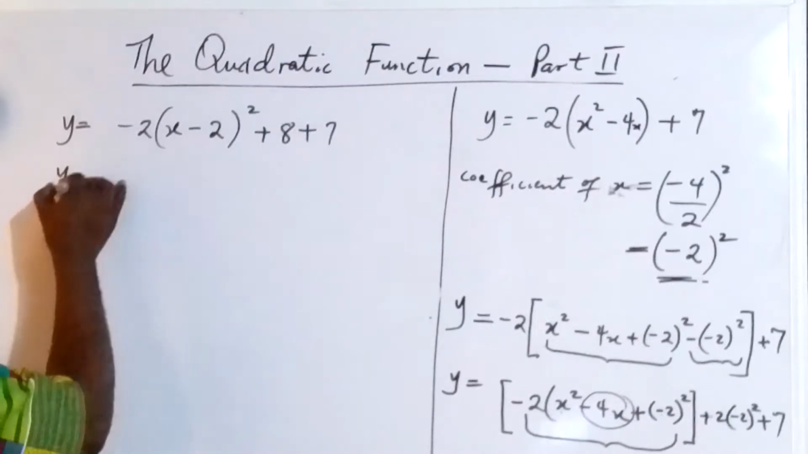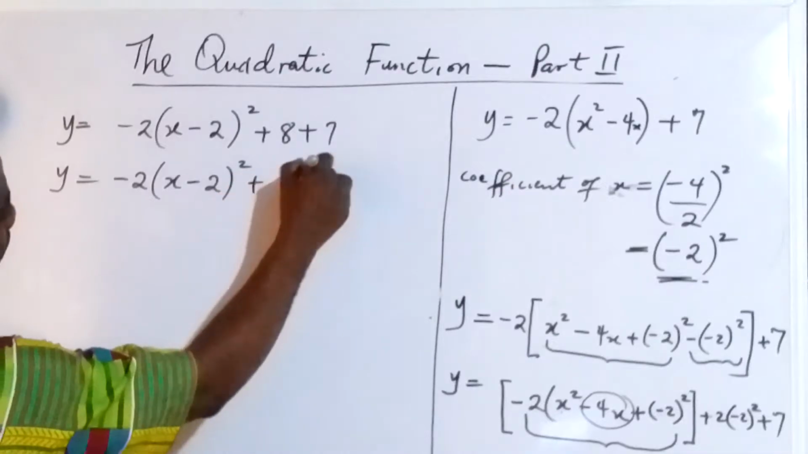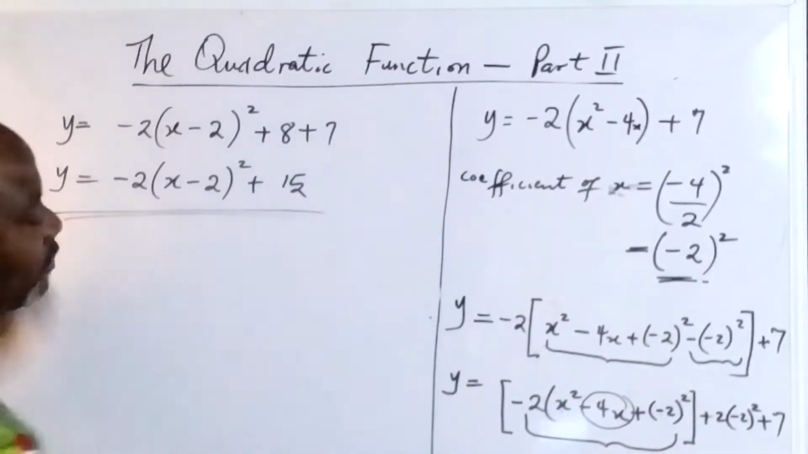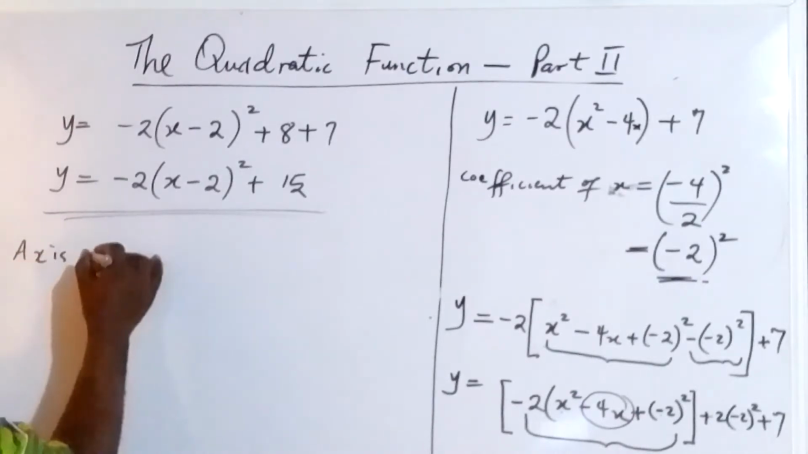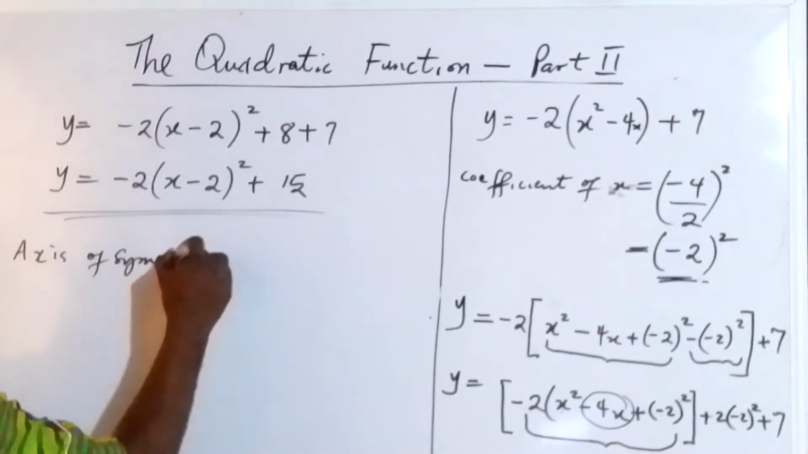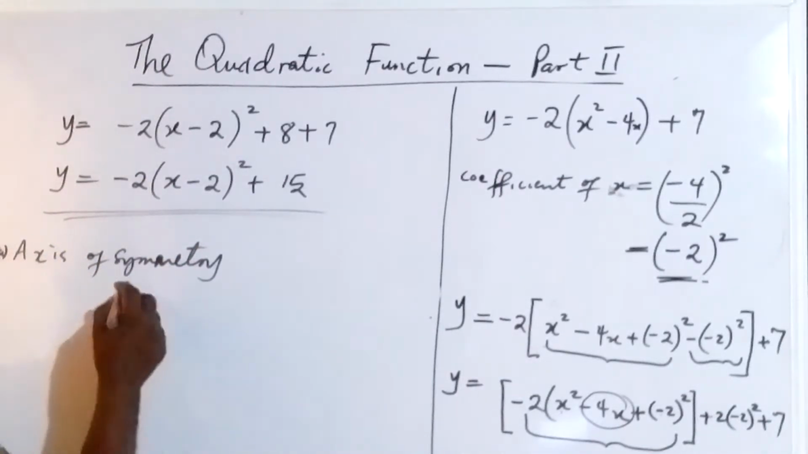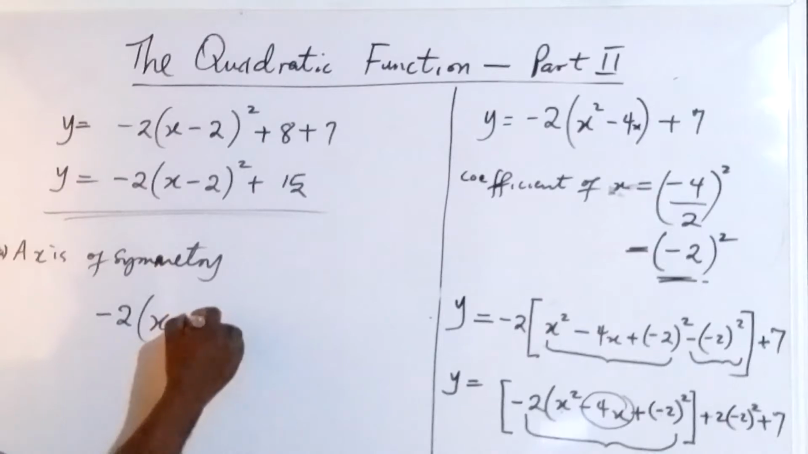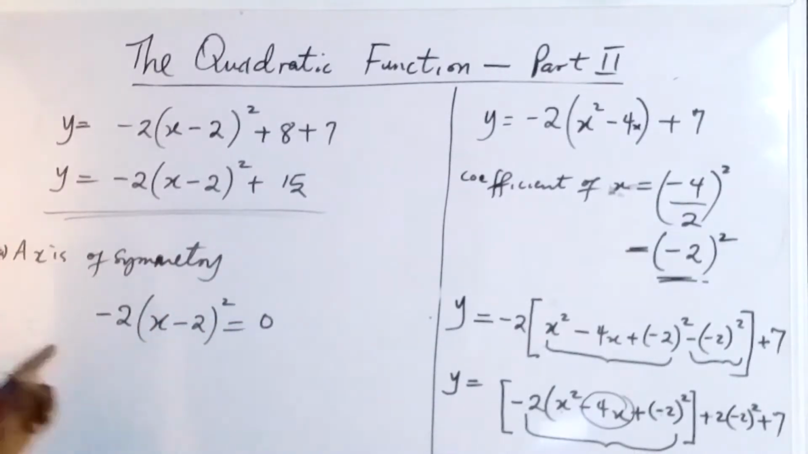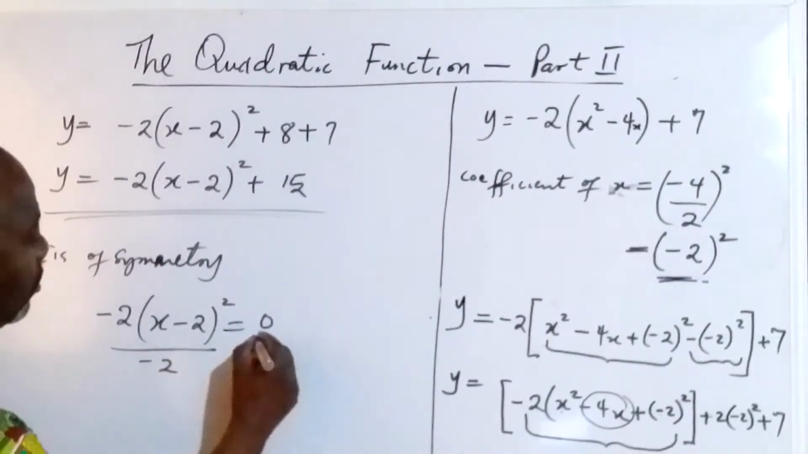So from here I have y equal to minus 2, open bracket, x minus 2 all squared plus 15. So this is now in the vertex form. Okay? So from here, I can find the axis of symmetry. I can go ahead and find the axis of symmetry. The axis of symmetry will be obtained by equating minus 2, open bracket, x minus 2 all squared equal to 0. Okay? So I'm going to divide both sides by minus 2.